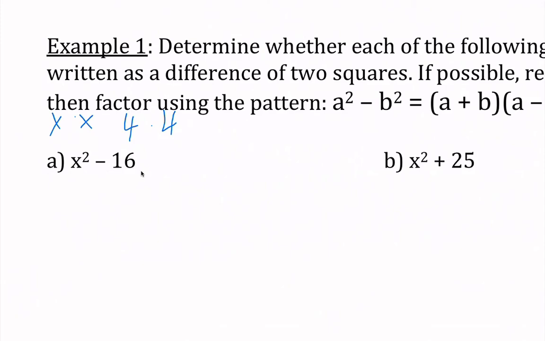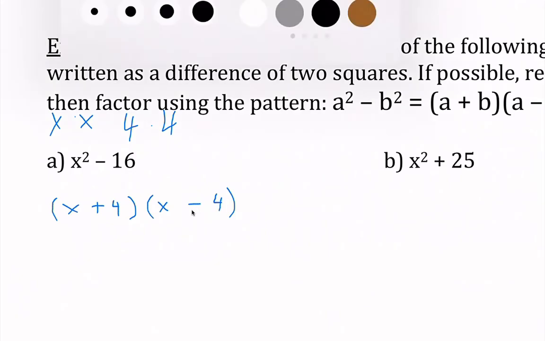Okay, so the rule is I'm going to take the square root of this guy. So the square root of x squared is x. I'm going to take the square root of this guy, which is 4. And I'm going to have the same thing in each set of my factors, except now I'm going to put one as a positive, one as a negative. And that's my answer. So I don't even have to do the whole tic-tac-toe thingy. I can just follow this little shortcut.